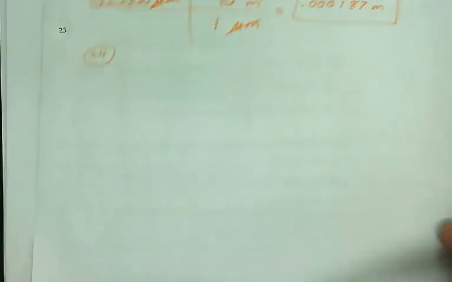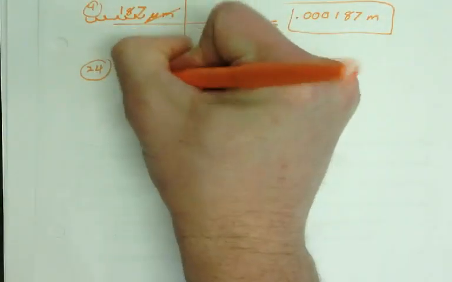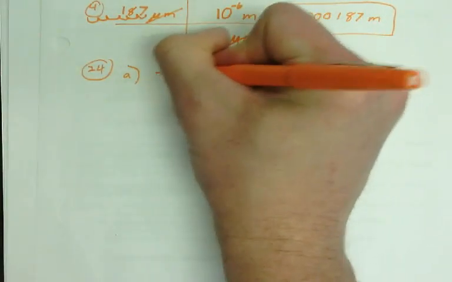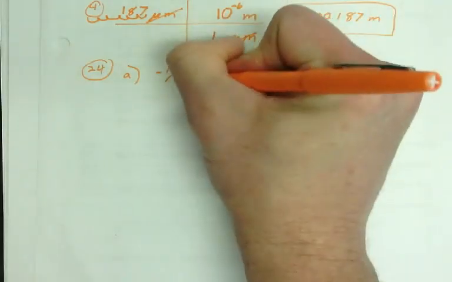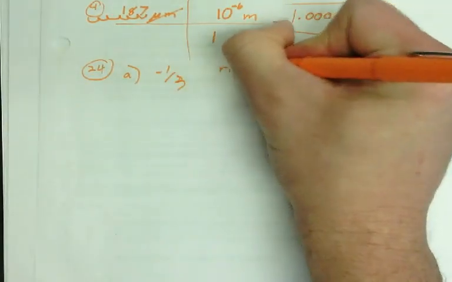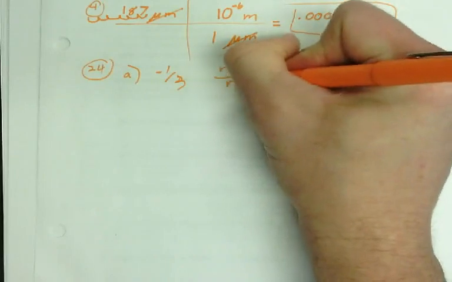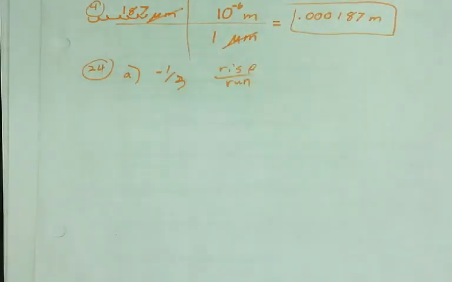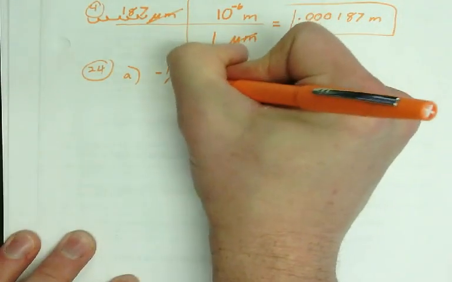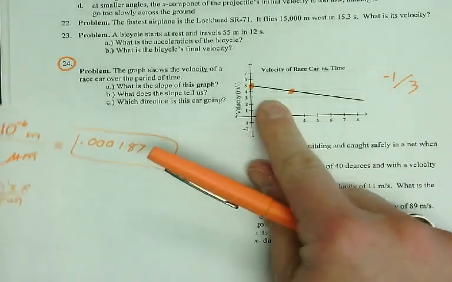So the slope would be negative 1/3. And I would just write it as rise over run for your explanation. So negative 1/3. And again, it's negative 1 because it's going down 1.